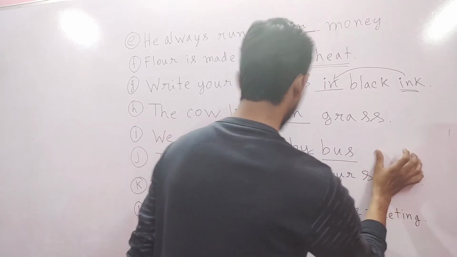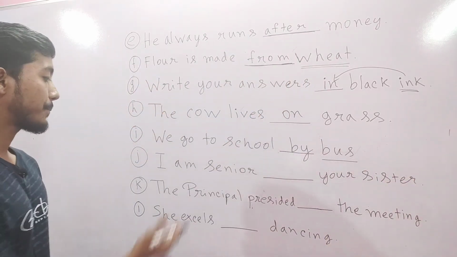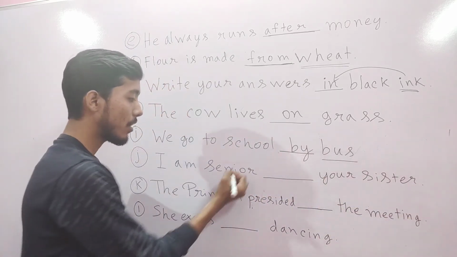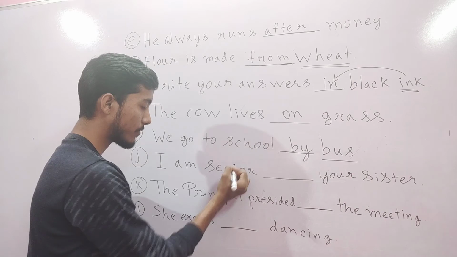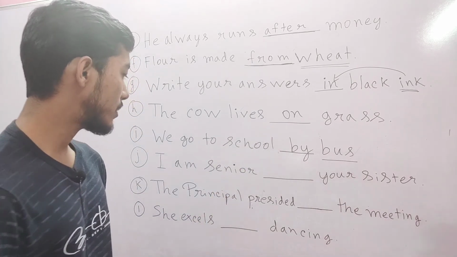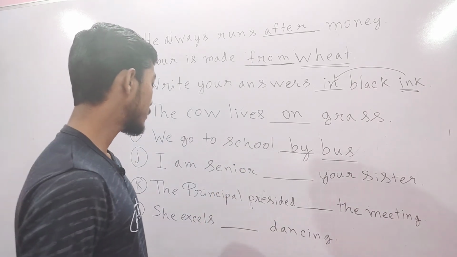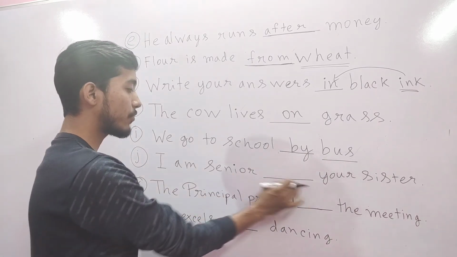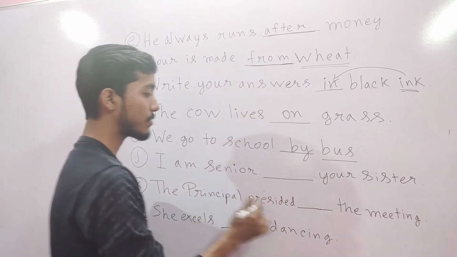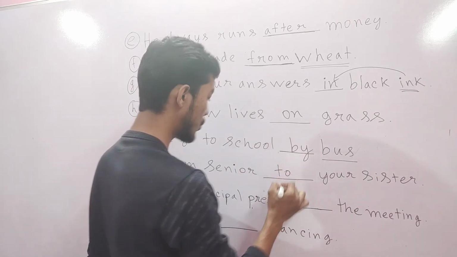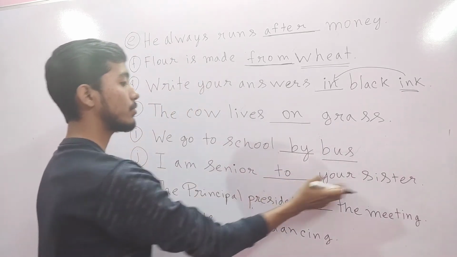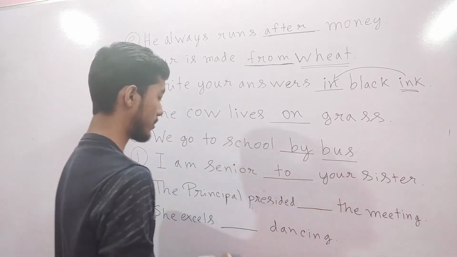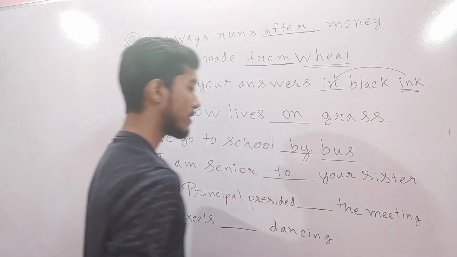Now we'll move on to the next question. I am senior dash your sister. Now always remember, this is very easy. Senior, junior, adjacent. Always remember such words. Whenever we get such words before the preposition, always we are to use to. I am senior to your sister, or it may be like this: I am junior to your sister, or such words.